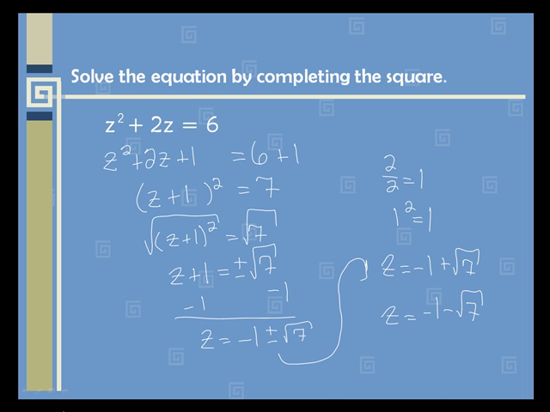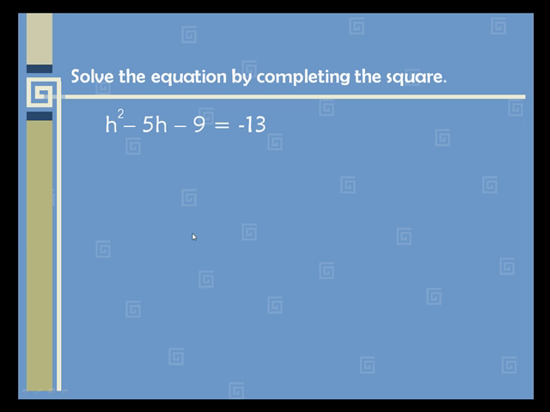Let's look at another one. Now this time I have something here and something here, okay? But remember, I only want h squared minus 5h on this side. So I'm going to add 9 to both sides of the equation. Now remember, I'm going to rewrite this with a big space. H squared minus 5h equals negative 4. Okay. Then I'm going to write h and a squared.